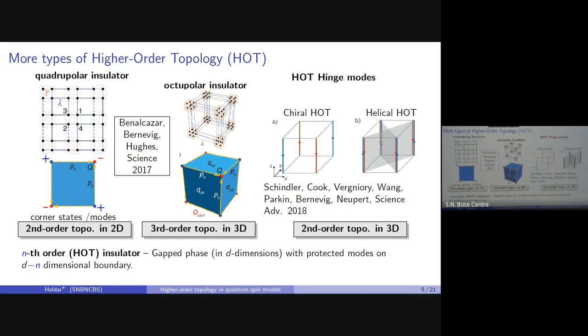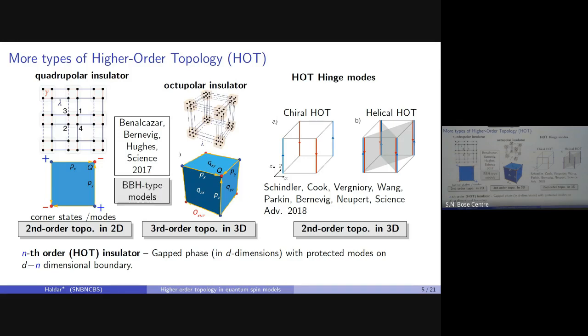So using all these ideas, we can now give another working definition for a general nth order topological insulator. Any gapped phase living in D dimensions with protected modes on a D minus n dimensional boundary will be called an nth order higher topological phase. All right. So just keep this definition in mind. This is one of the definitions we'll be using throughout our talk.